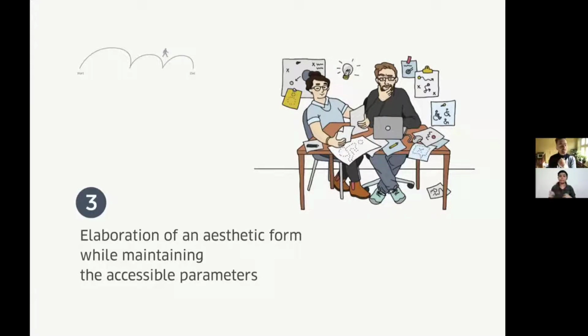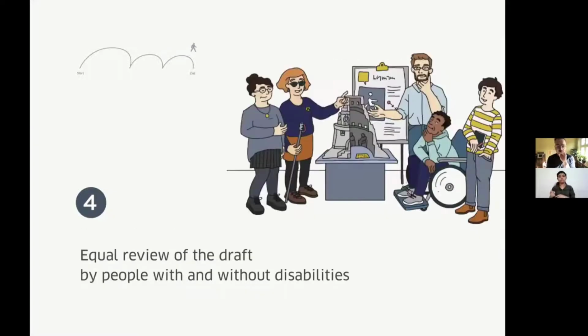But at the same time, he or she has to maintain that those accessible parameters are still there. And then, and this is again something which designers usually don't like to do, we have to meet again and discuss in a workshop phase where we review those drafts and solutions in an equal way, again between people with and without disabilities. This is a very ideal process, which I like to do, which of course is not always happening with us because it is very challenging.